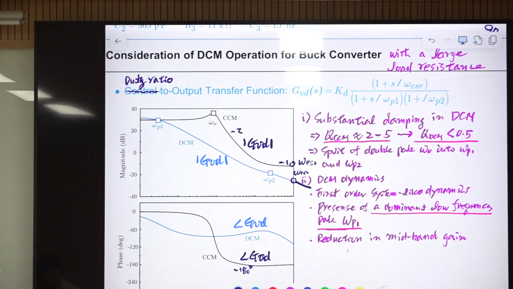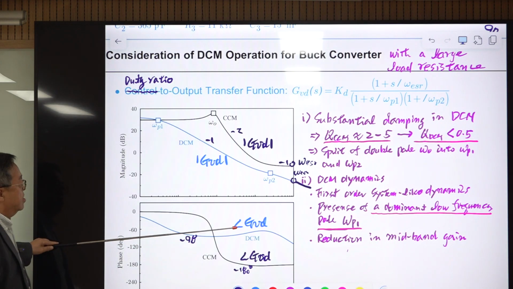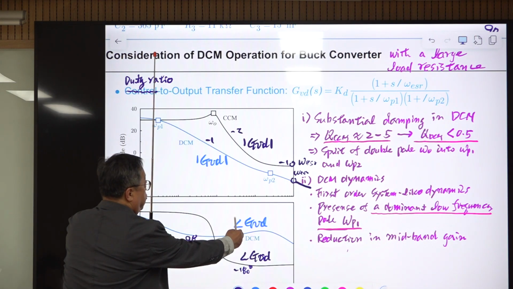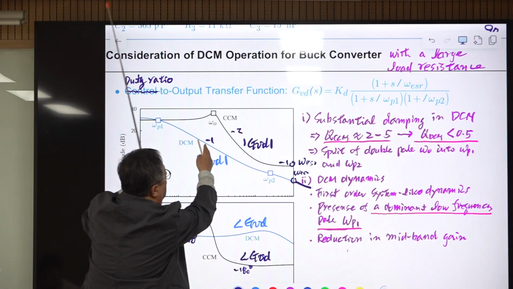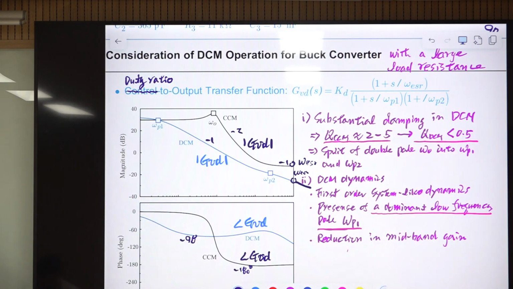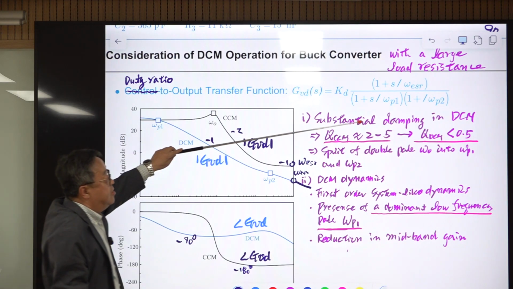The slope of this magnitude is -1 and phase is -90 degree. Okay, so it remains this -90 degree up to this frequency because you have this continuous slope of -1. Okay, so this is the characteristic behavior of the converter in DCM operation. I wrote it down here. So first I explained this.